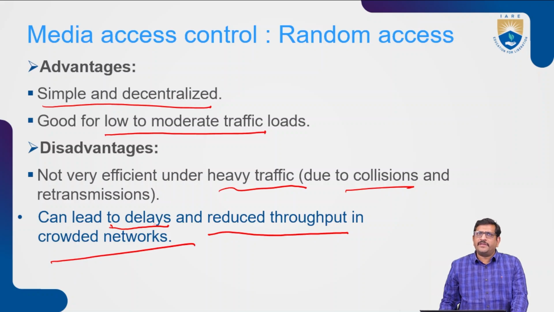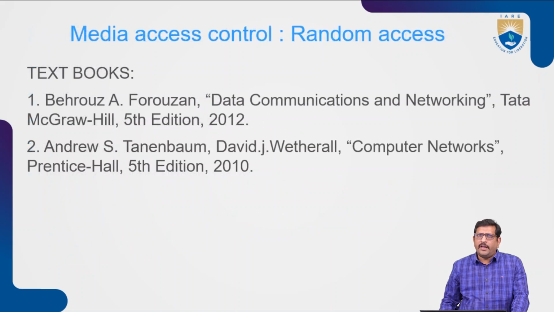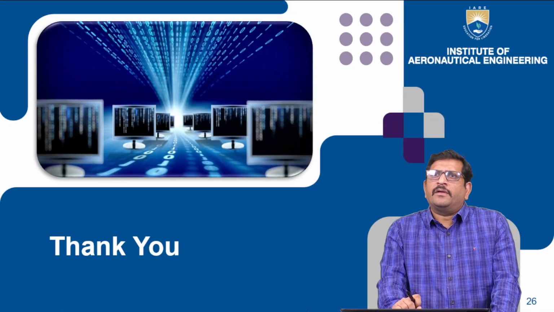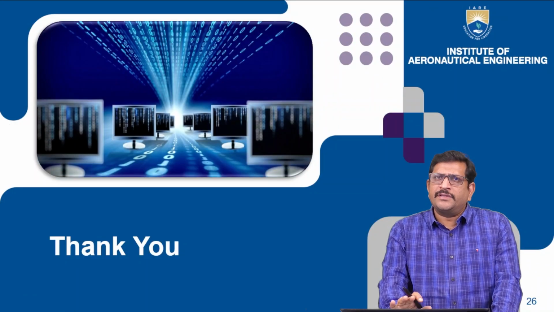These are the advantages and disadvantages of the random access protocol in media access control. The textbooks for this topic are Data Communication and Networking, the fourth edition, and Computer Networks, the tenth edition. These two textbooks are good for this topic, which covers collision detection and collision avoidance.